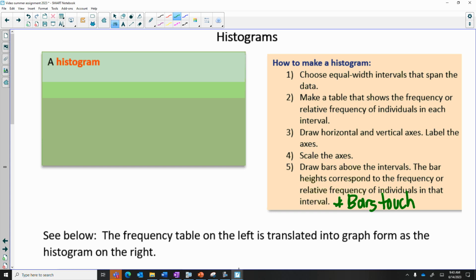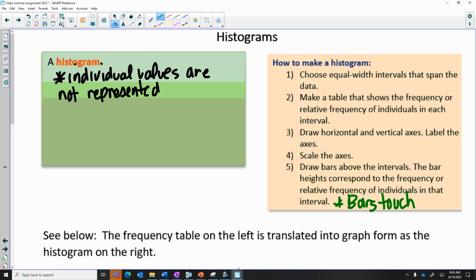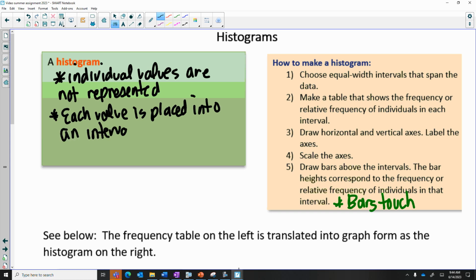Now, the key with a histogram is that the individual values are not represented because unlike the dot plot and the stem and leaf plot, with the histogram, we are going to place each individual into a category or a range of values, okay? Each value is placed into an interval or a range of values.